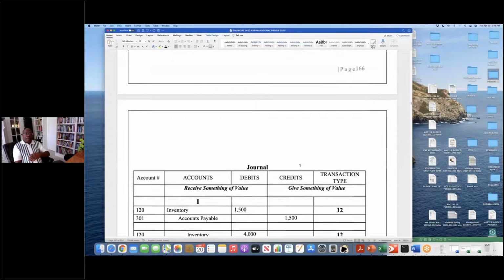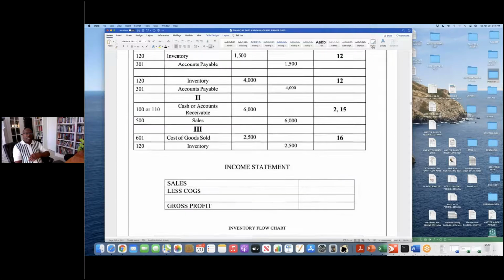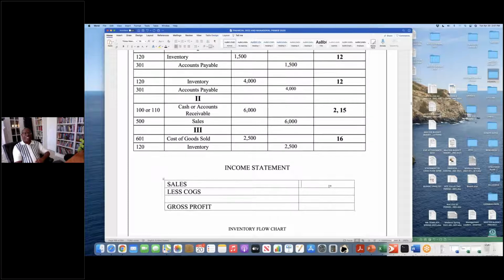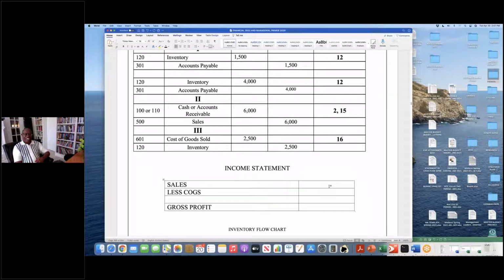And now, if this was our only transaction and we did an income statement, how would that look? Wait a minute. 4,000, 6,000, which was to wait for? And 15. I'm sorry. I'm trying to take notes. So sorry.